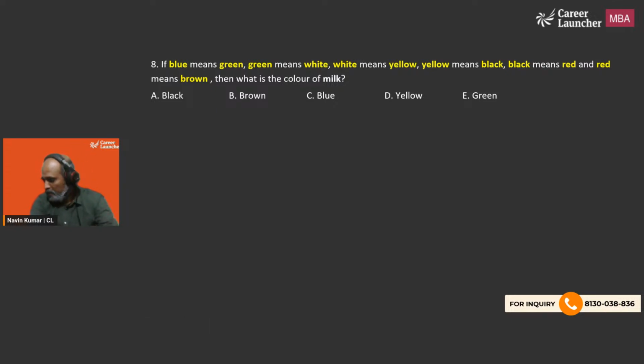Okay, another problem. If blue means green, green means white, white means yellow, yellow means black, black means red, and red means brown, then what is the color of milk? So there's a very straightforward approach to solving these problems. What you need to do is read the question, answer it, forget about whatever is given in the question. What is the color of milk?